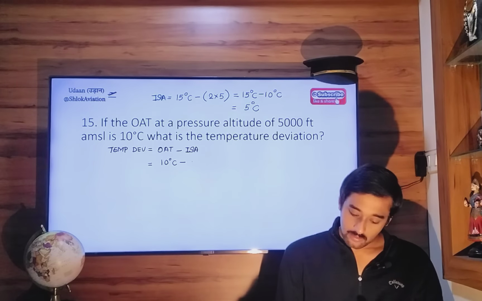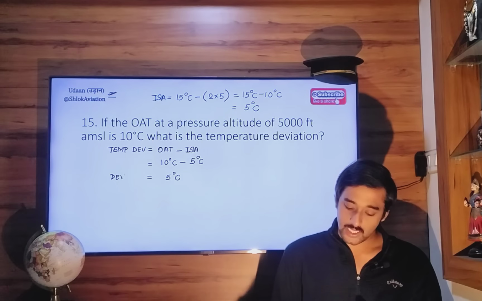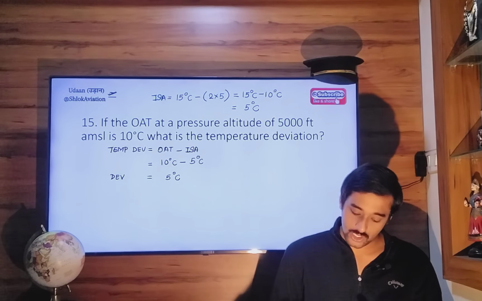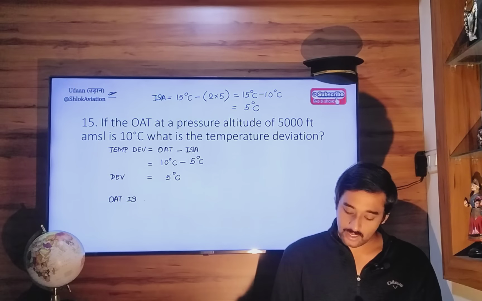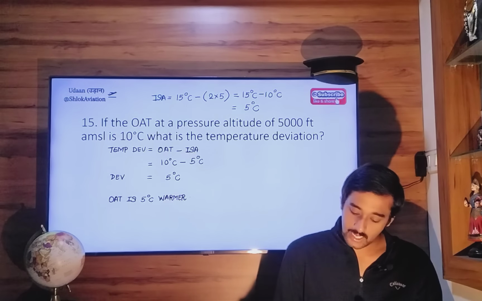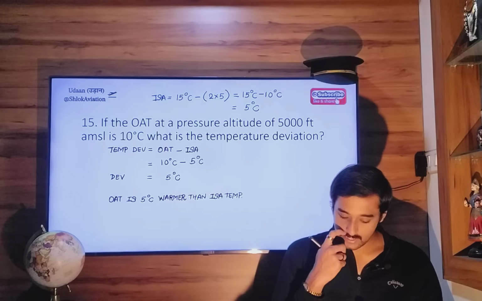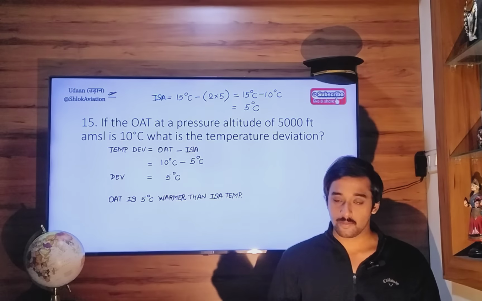So 10 minus 5 is 5 degrees Celsius. That means temperature deviation is equal to 5 degrees Celsius, which means outside air temperature is 5 degrees Celsius warmer than ISA temperature.